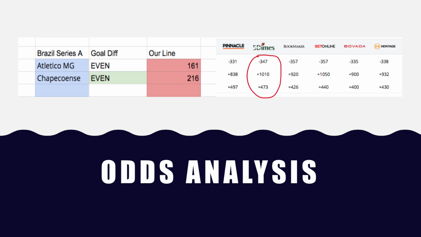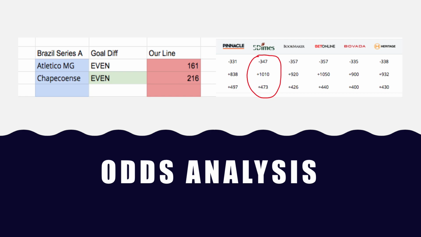Chapecoense is the dog at +1010, and the draw line is +474. Now, if you're new to soccer, let me explain this. When you wager soccer, depending on the books, European books are a little bit different, you have three options. You can wager a team to win, a team to lose, or the draw line, which means if the game finishes in a tie and you play the draw line, you win.